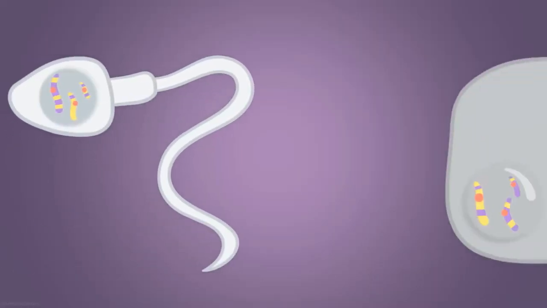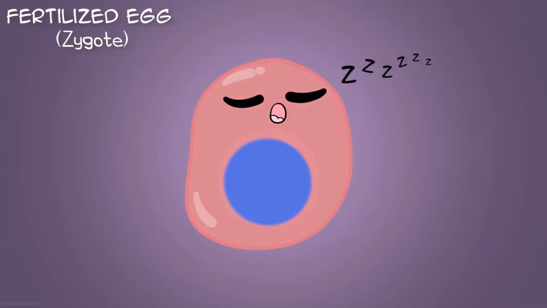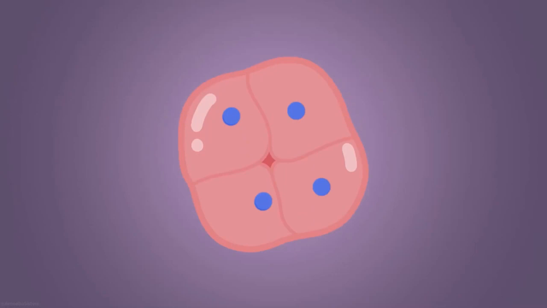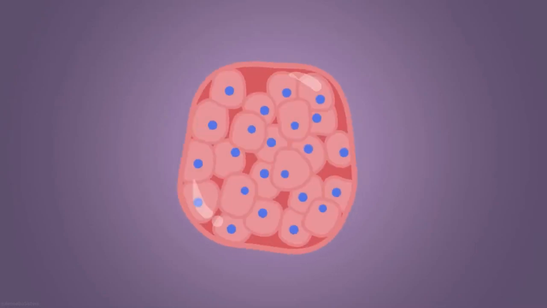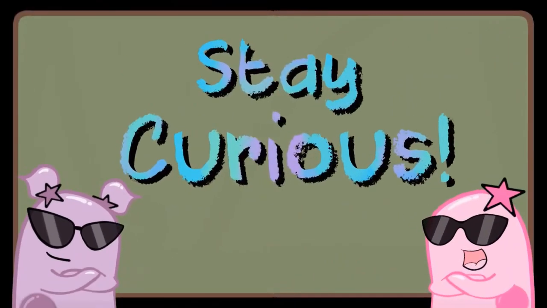By the way, when a sperm and egg cell combine, it results in a diploid cell, a fertilized egg, otherwise known as a zygote, which will then start a series of divisions using mitosis to give rise to a brand new organism. Well, that's it for the Amoeba Sisters, and we remind you to stay curious.